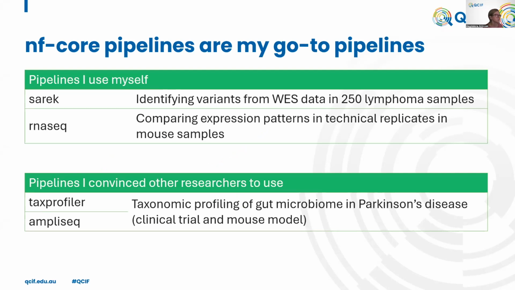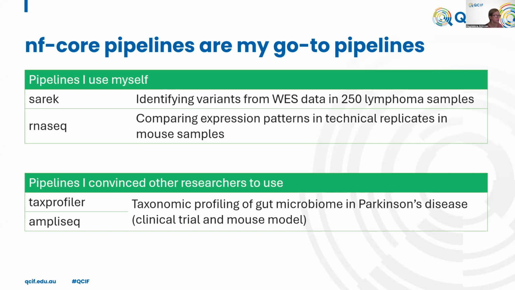So whenever I can, I choose nf-core pipelines. They're great. They are very structured. They're modular. They have great support on the Slack channel. So the two pipelines I use myself are Sarek and RNA-seq.